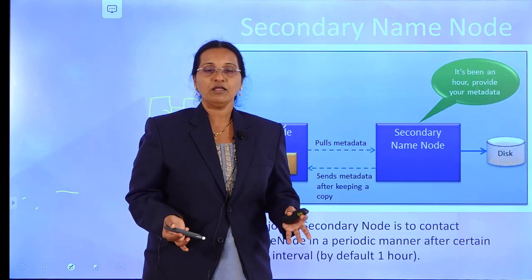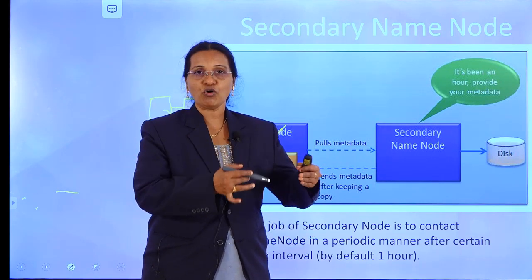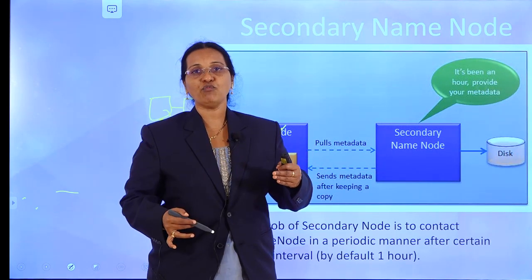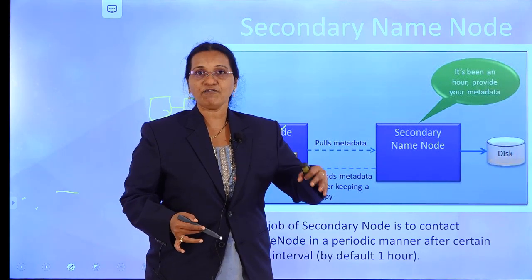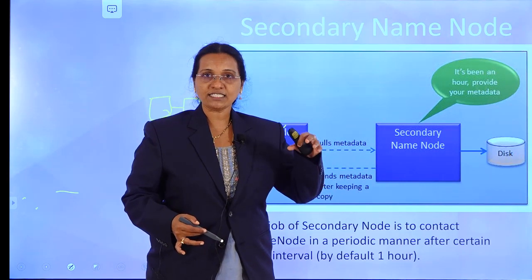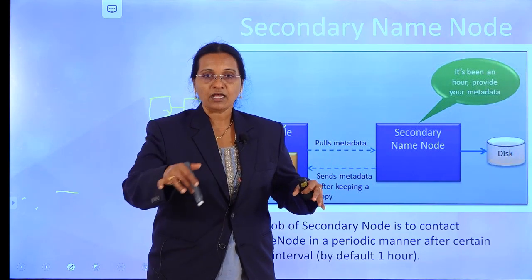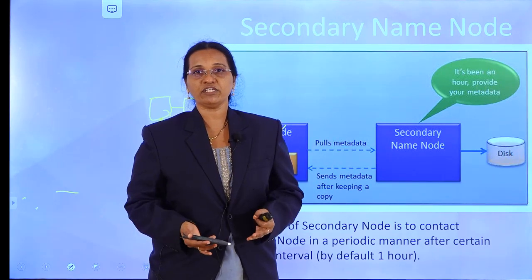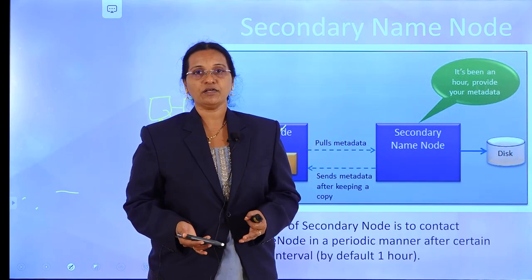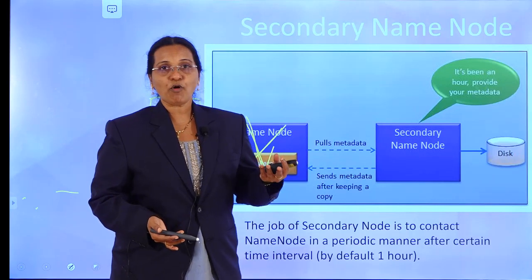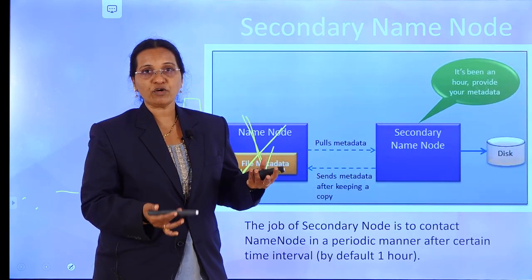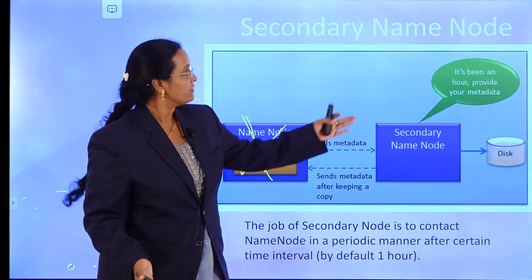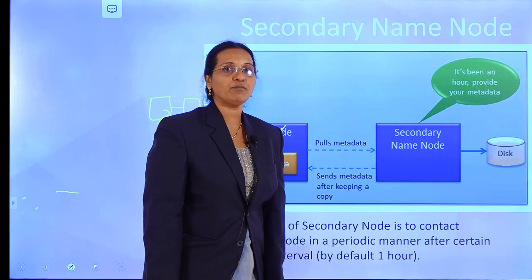For example, the boss knows how many software engineers are there and which software engineer is doing what kind of work. If the boss is not available, then the top level person does not know what is happening with the software engineers, what kind of work they are doing. That is why the boss maintains a copy of the work of the software engineers; there should be a replica. That replica is nothing but the secondary name node.